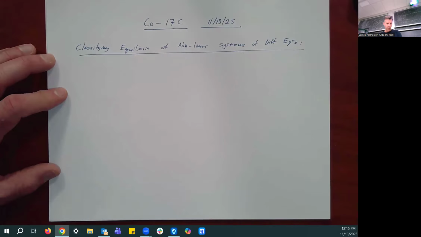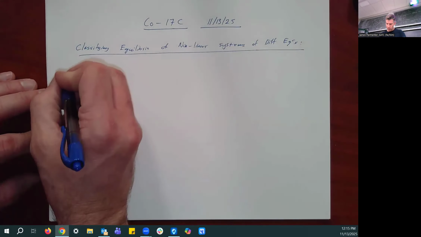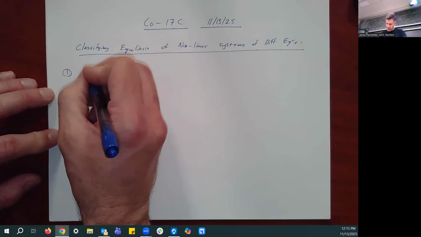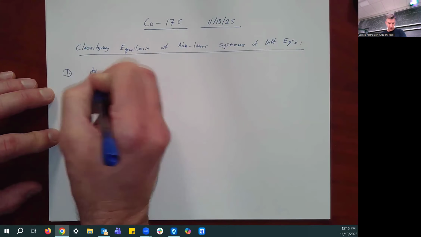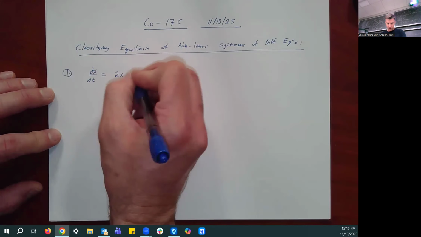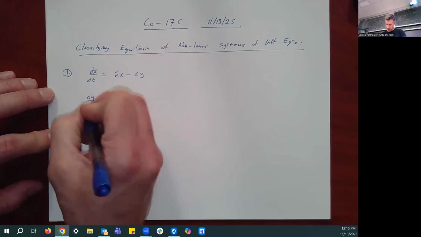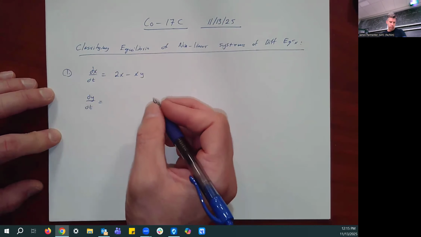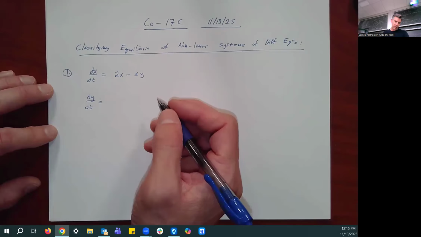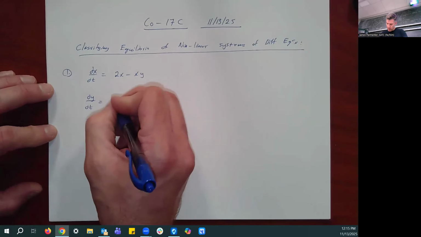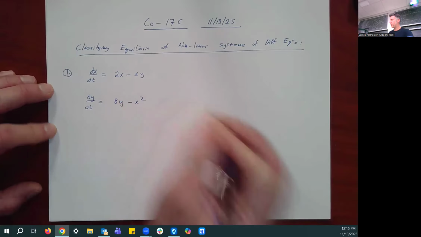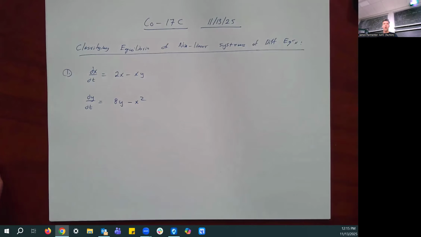All right, so let's look at this example. Let's say we have the system dx/dt equals 2x minus x times y, and dy/dt equals 8y minus x squared. Our goal for this question is to find and classify the equilibria. We might also, after that, talk about the linearizations of each of the functions around the equilibrium, but that feels less important in my opinion.